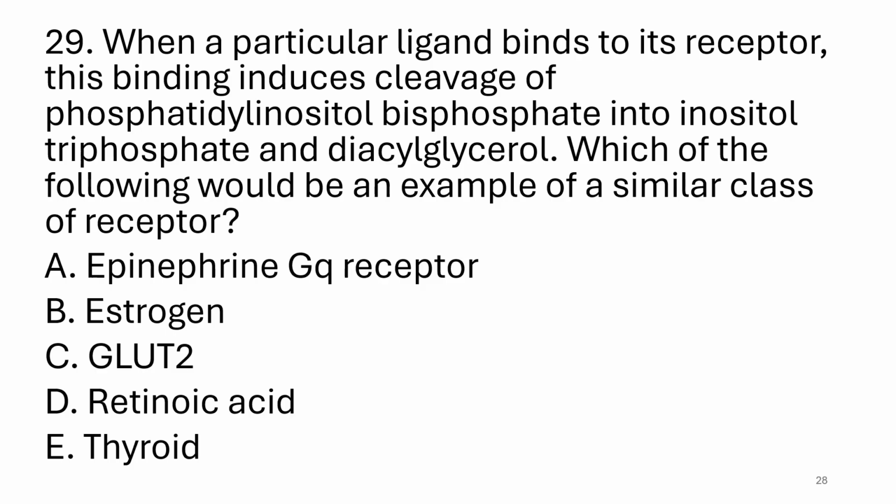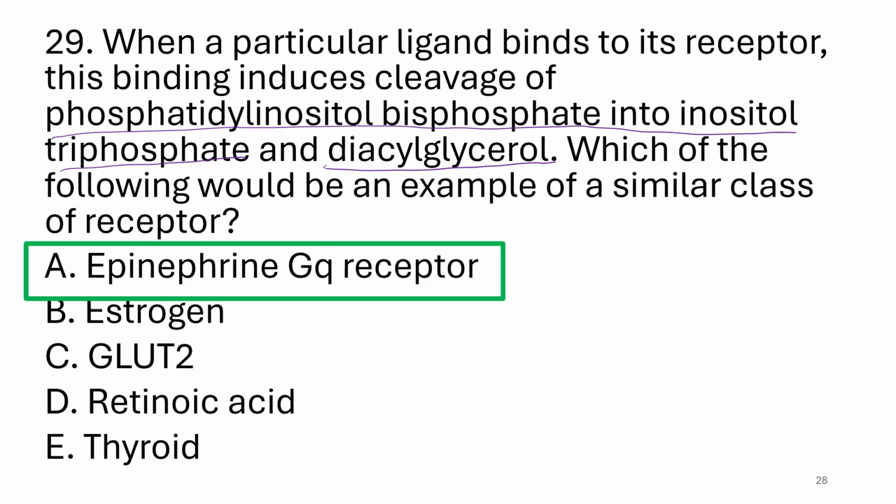When a particular ligand binds to its receptor, this binding induces cleavage of phosphatidylinositol bisphosphate into inositol triphosphate IP3 and diacylglycerol DAG. Which of the following would be an example of a similar class of receptors? This is the Gq receptors. I have created a separate video on how to remember all these receptors. You can watch that video on how to remember G protein coupled receptors, their ligands and second messengers. A nice video, easy to remember. Okay.